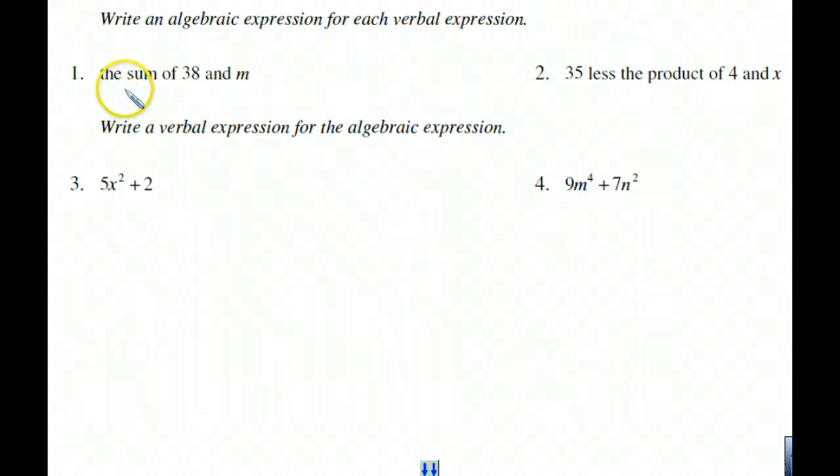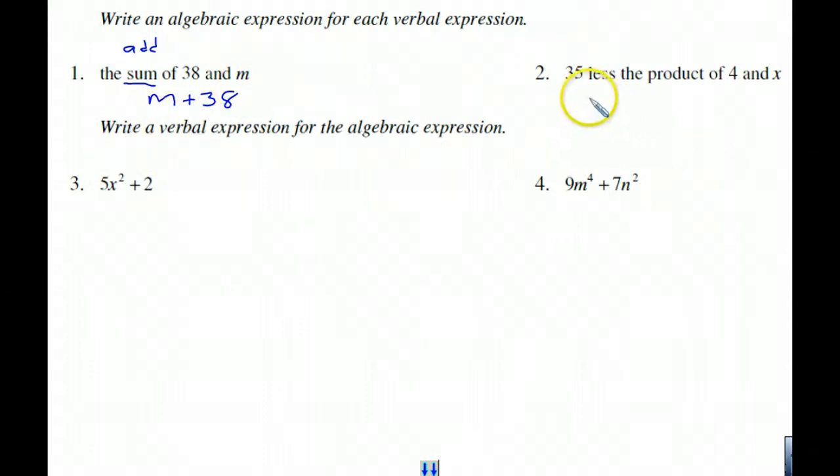Let's get started. The sum of 38 and m. The word sum means to add. Okay? So we want to add 38 to m. So let's start off with m, and then plus 38 would be the correct answer.